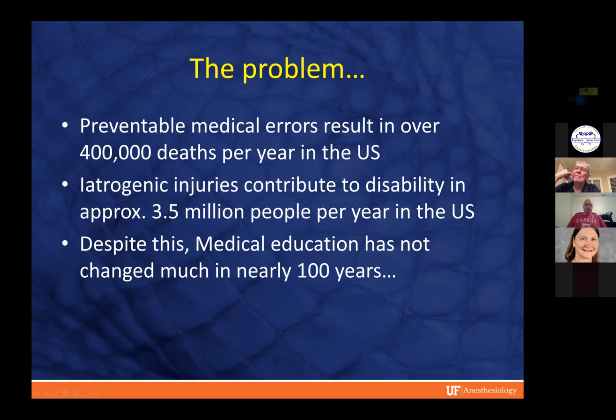So in terms of why do we use simulation? At this point in history, we see over 400,000 deaths a year that are attributed to medical errors, and about 3.5 million people a year in the US are injured by medical errors. And this is not really a new thing.